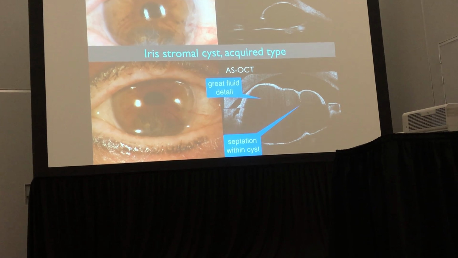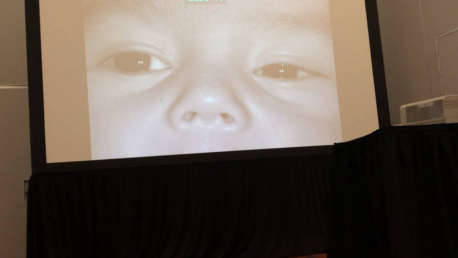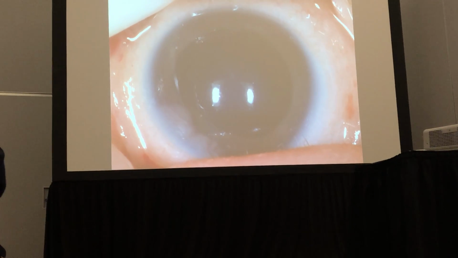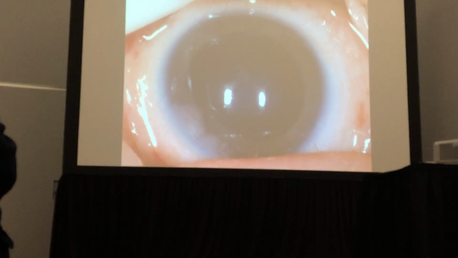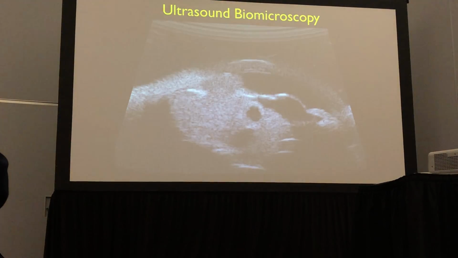So in these cases, ASOCT can, in many cases, be equivalent. Case number 3, a 6-month-old boy with an iris lesion here, shown nasally. You can see an amelanotic mass.